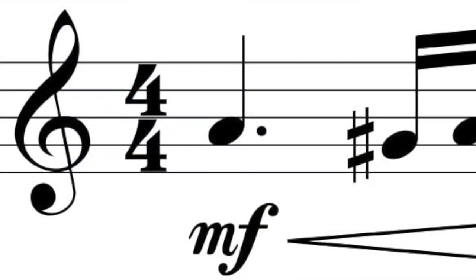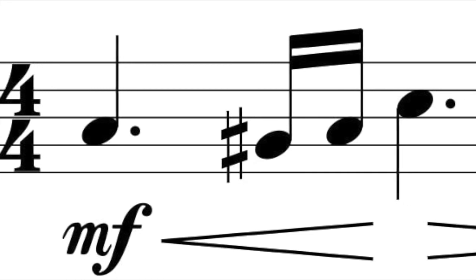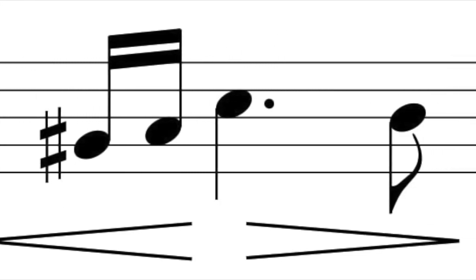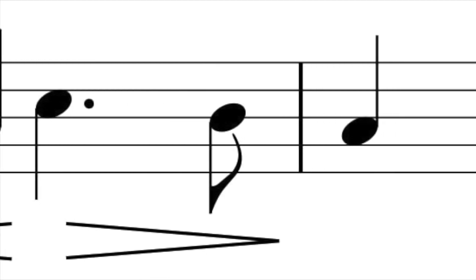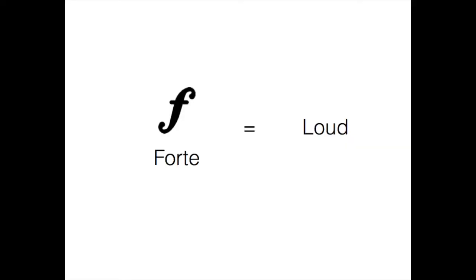Dynamics. Dynamics simply tell us how loud or soft the music is to be played. Dynamics are some of the most common symbols seen in music, period. So, knowing what they are and what they mean should be an absolute must for every musician. Here are some of the most common dynamic signs you will come across.